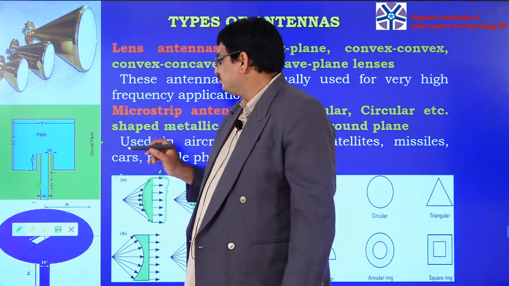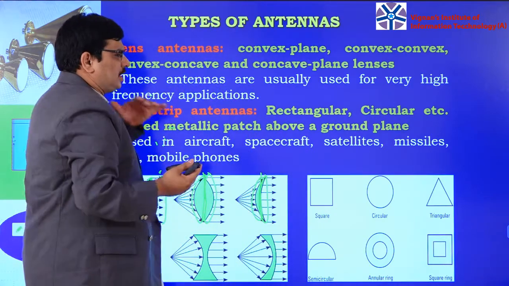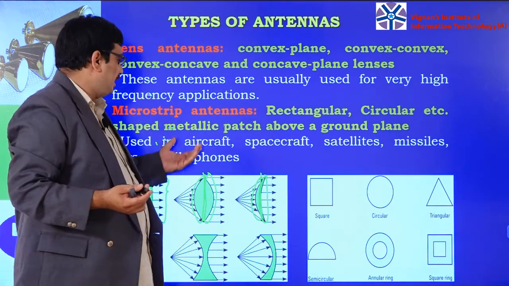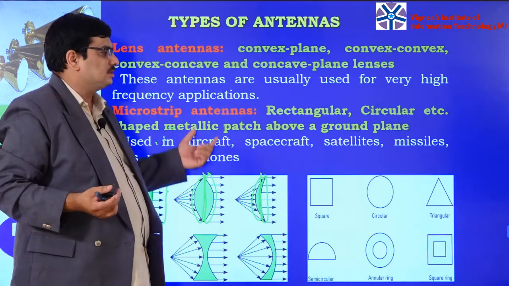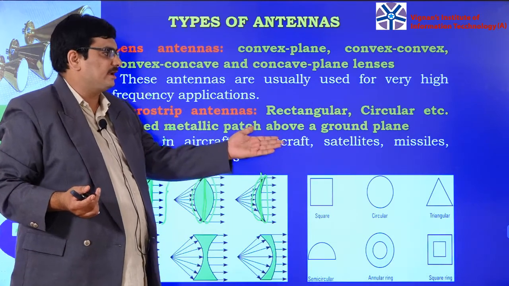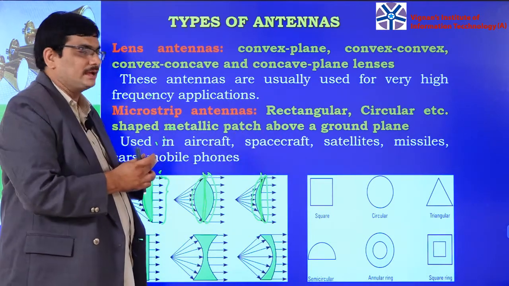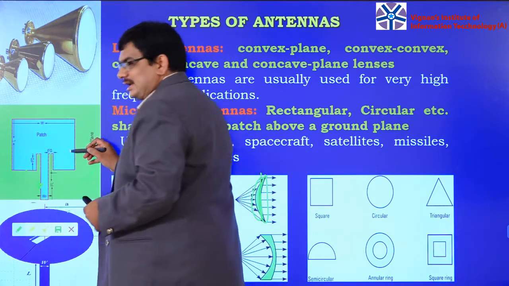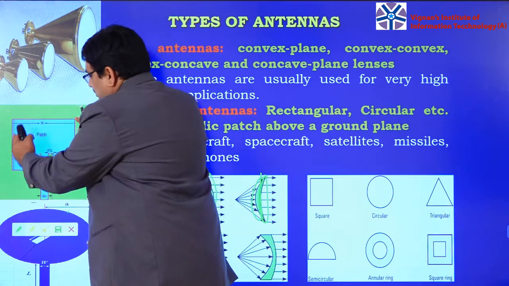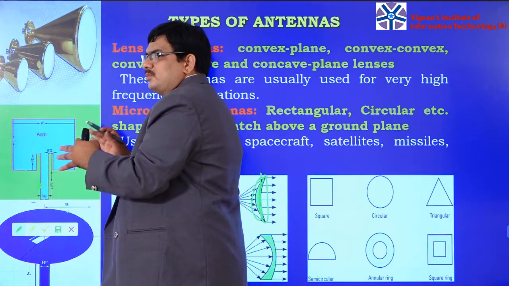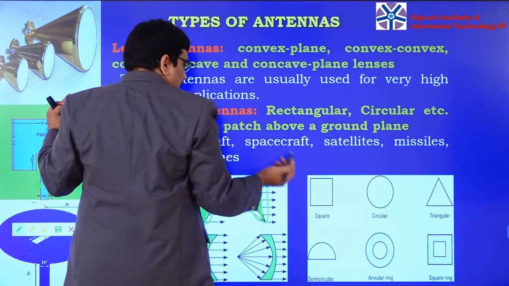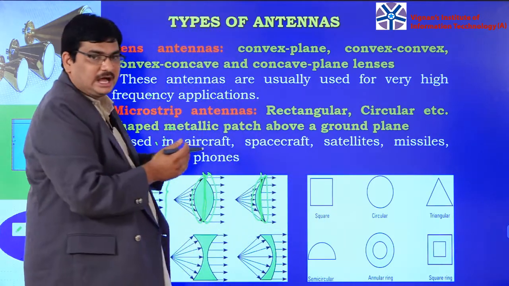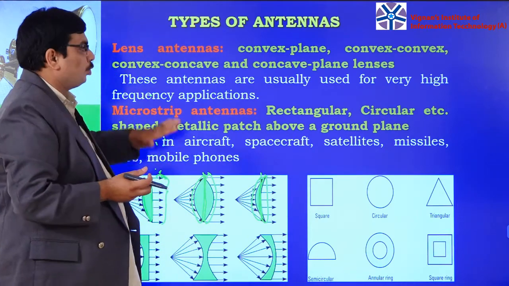So in most of the applications nowadays, the applications are done on microstrip antennas, and these are used in aircraft applications, spacecraft applications, satellite applications, missile applications, and cars and mobile phones. In this case it is a rectangular shape, but we can use this patch in any shape: circular, triangular, semicircular, annular ring, or square ring. Any type of shape we can use.